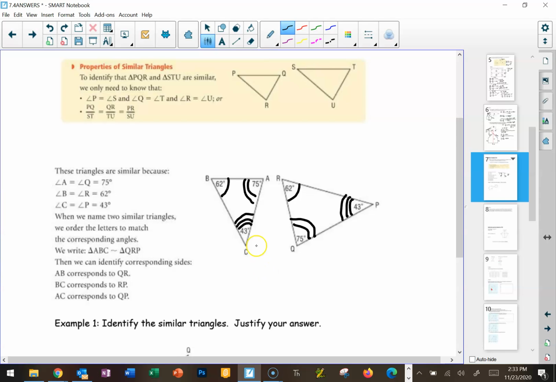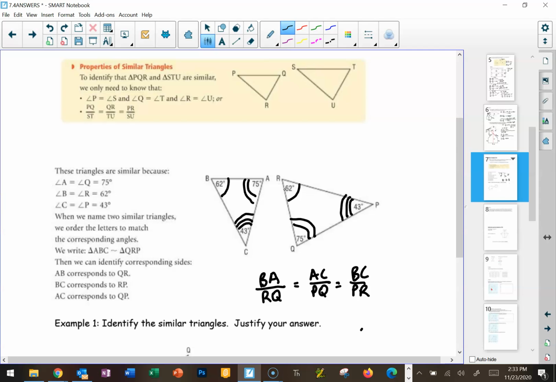So if I look at BA divided by what would be, it's between the 75 and the 62, so between the 75 and the 62 would be RQ, or QR. Okay. And that needs to be equal to AC, which is between 75 and 43. So 75 and 43 needs to be the same as PQ. And that needs to be the same as, which one didn't I do here? I did BC is what I'm missing, right? So BC would be between 62 and 43. So 62 and 43, that would be PR. Okay, so all of these have to be equal.